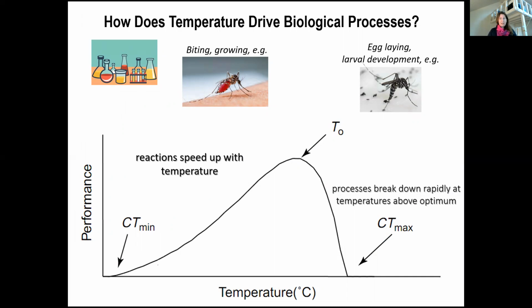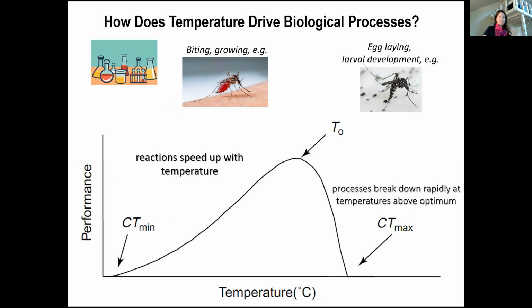Essentially, we are bags of chemicals, so are mosquitoes, and those chemicals make enzymes, enzymes make proteins. And so all of these rates are essentially the result of these chemical processes. So these chemical reactions, as many chemical reactions do, speed up with temperature.